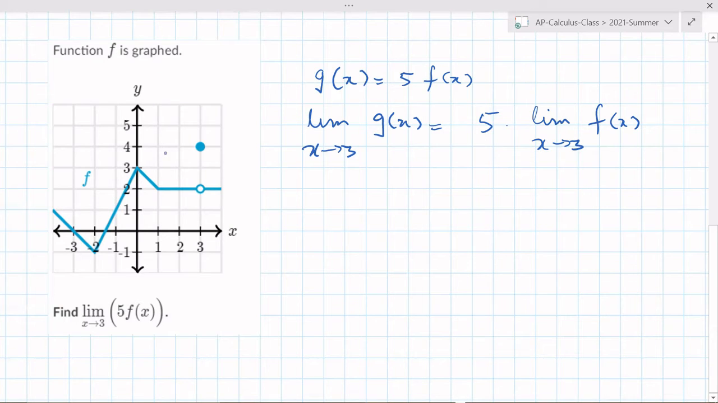Because if you plot g of x, 3 will become 15, this 2 will become 10. Everything is scaled up 5 times. It is saying that the limit is also scaled up 5 times. So that limit is 2. So the function g of x is 5 times this function. Everything is 5 times, correct?